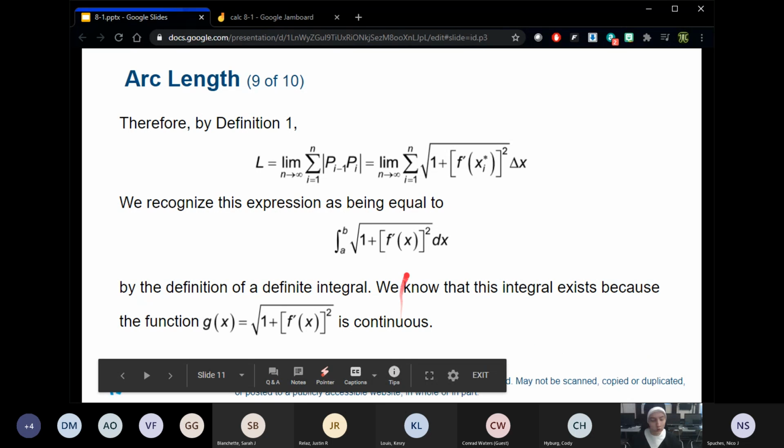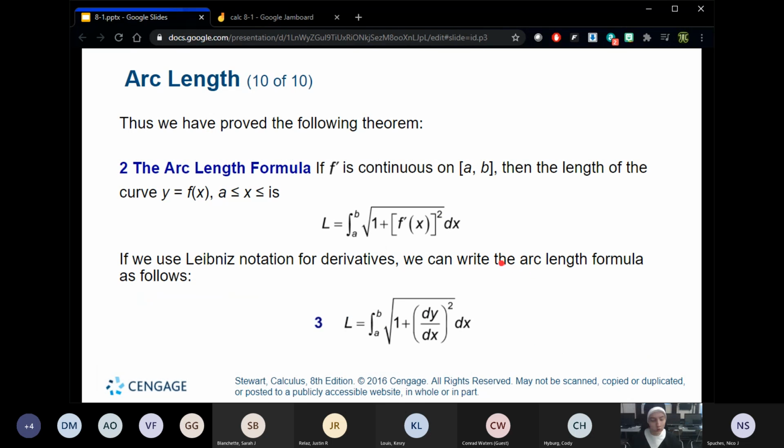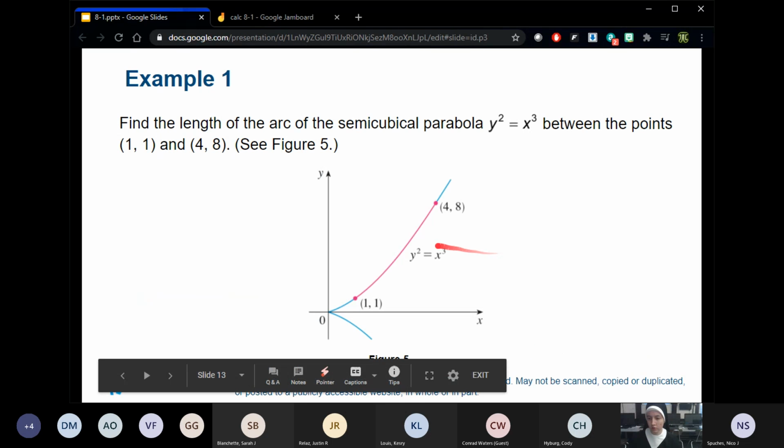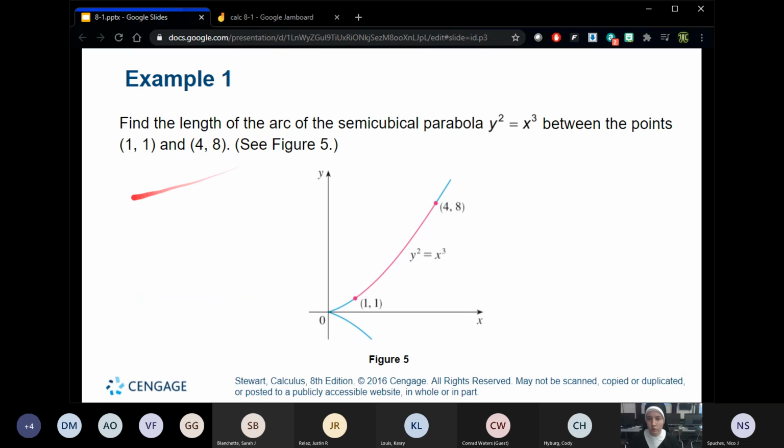All right, let's actually use this to do a problem. So the first one, I want to find the length of an arc on the parabola y squared equals x to the third. Notice it's not even in function format, so we're going to have to change that. And we're looking at it from points (1, 1) to (4, 8).